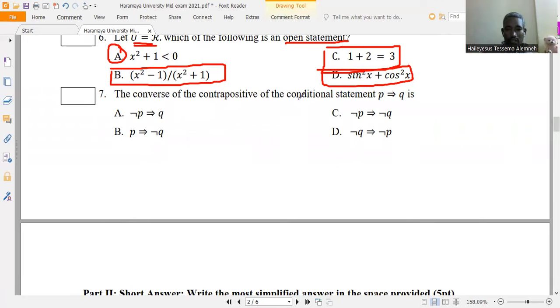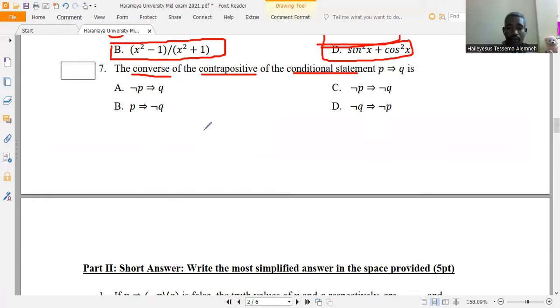The converse of a contrapositive conditional statement. Conditional statement: P implies Q. The contrapositive is negation of Q implies negation of P. The converse of a given conditional statement is formed by switching the hypothesis and conclusion.